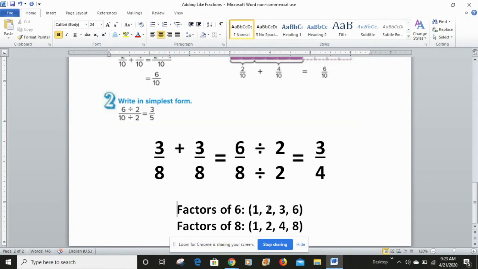We can look right here and see that 2 is a common factor, and it's also the greatest common factor. 1's always going to be a factor of every number, but 2 is the greatest common factor. So we divide 6 by 2 equals 3, and 8 by 2 equals 4. So 3/8 plus 3/8 equals 6/8, and 6/8 in simplest form is 3/4.